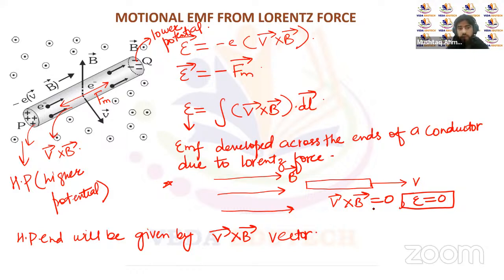So whether EMF will be developed in the conductor or not also depends upon the orientation of the velocity vector with respect to the magnetic field vector, right? Because we know that the force acting on a charge in a conductor which is moving in the presence of an external magnetic field depends upon the orientation of the velocity vector and magnetic field vector as well. So V cross B will give us the information whether there will be a magnetic force on a conductor or not. If there is a magnetic force on a conductor, then definitely there will be EMF developed across the two ends of the conductor, right?